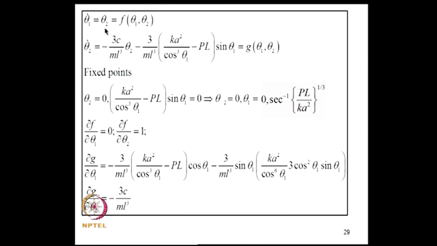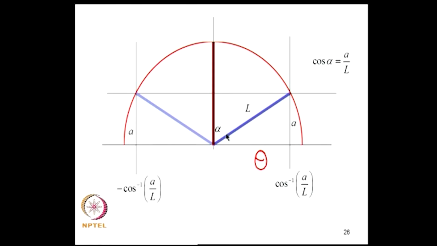So, this can be written as theta 1 dot is theta 2, I call it f of theta 1, theta 2, and theta 2 dot is this, and this is some g of theta 1, theta 2. The fixed points are roots of f equal to 0 and g equal to 0. If you do that, theta 2 is 0. Once theta 2 is 0, this term drops off and I will be getting K a square by cos cube theta 1 minus P L sin theta 1 equal to 0. So, sin theta 1 equal to 0 is a possibility, and theta 1 is a root of this equation, which is secant inverse of this to the power of 1 by 3. We are not taking n pi here, because as I said already, we are not interested in the bar rotating about this. Our interest is only in the range of theta lying in this.